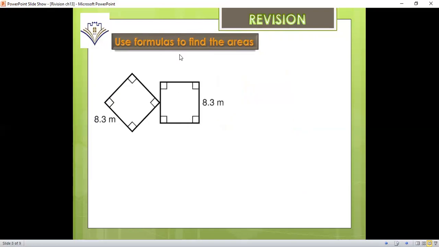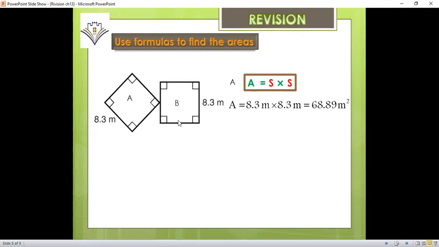Look at the second, use the formula to find the area. We have here two squares. We can calculate the area of one of them and then the area of the second, and then find the sum. Look at this, we have A and B. A is equal to S multiply S, means side multiply side, because it's a square, and the area of a square is equal to side multiply side. Then 8.3 multiply 8.3 equals 68.89 square meter.